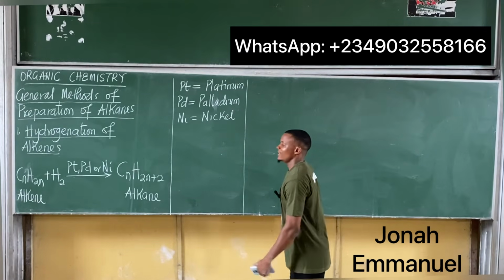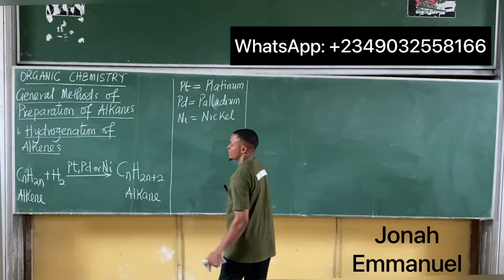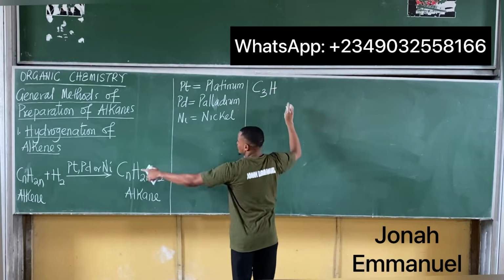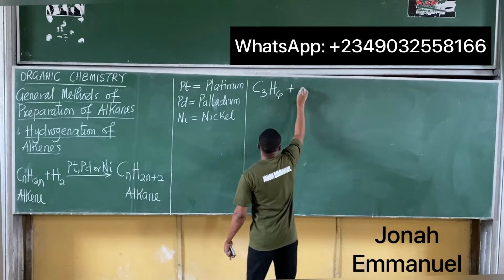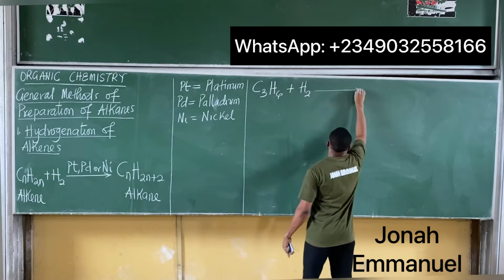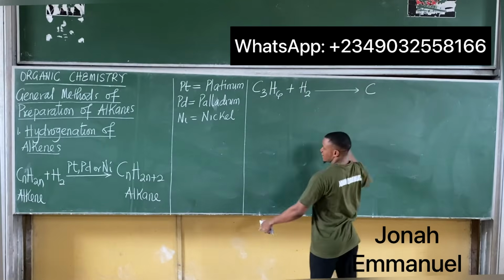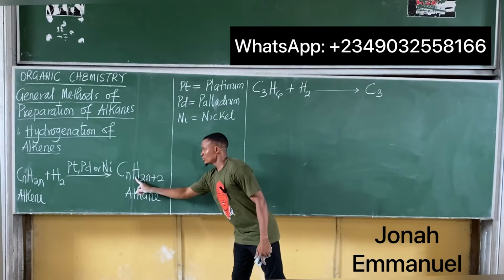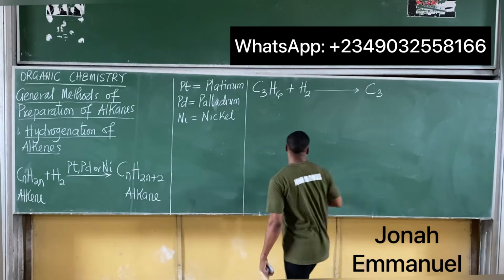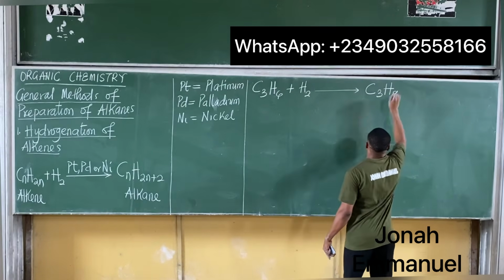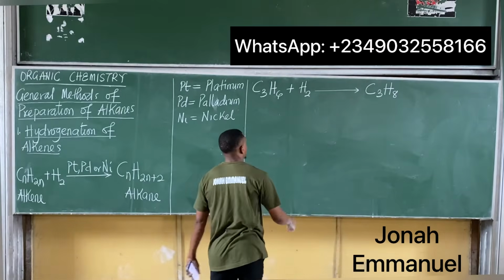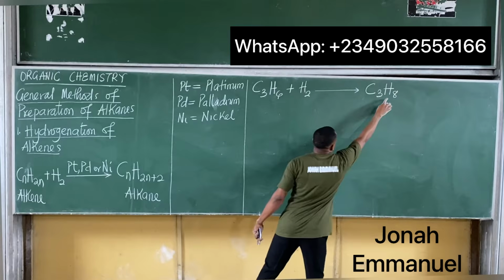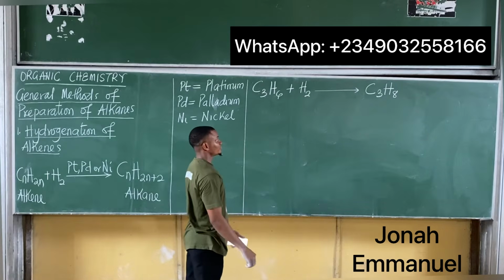Use n as anything there. Let's take n as 3. If n is 3 here, this becomes C3, plus 2 times 3 is 6, plus 2 gives you H 8. So C3H8. I have this. Is it balanced? Yep. 3 carbon here, 3 carbon here, 6 plus 2, 8 here, 8 here. So this is correct.